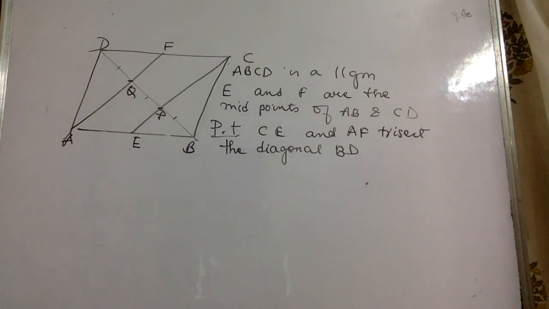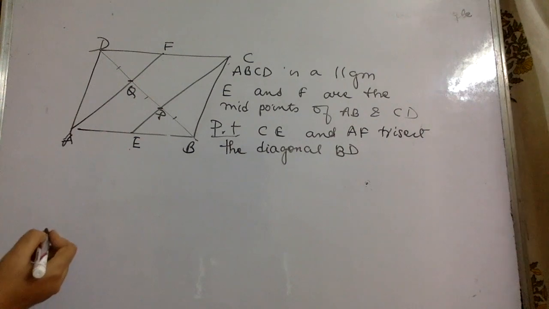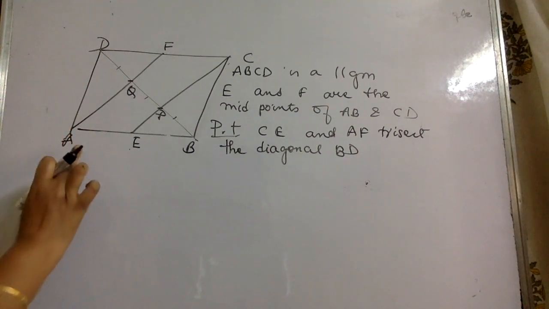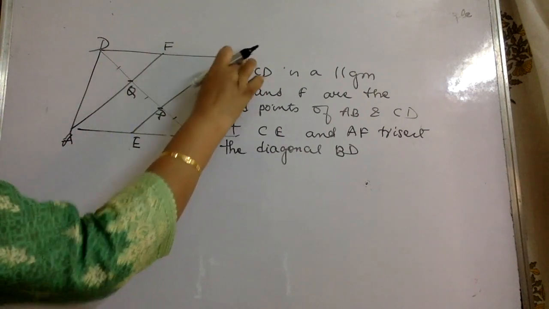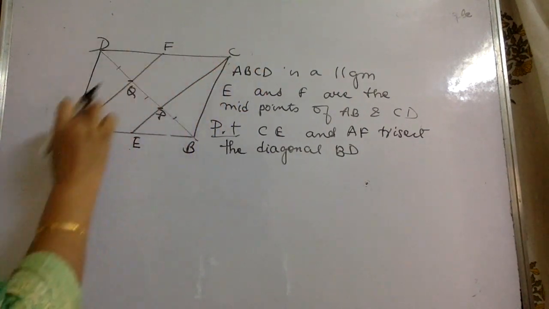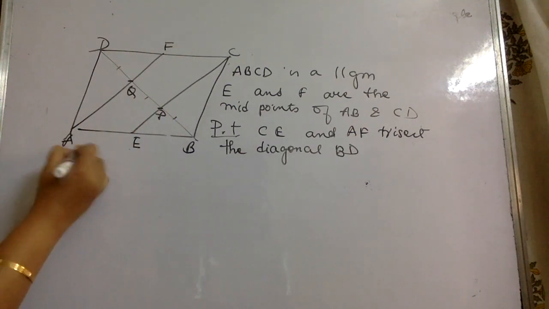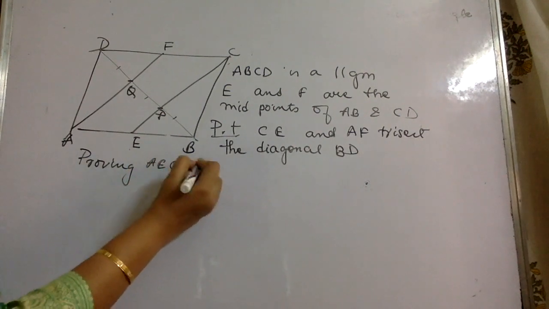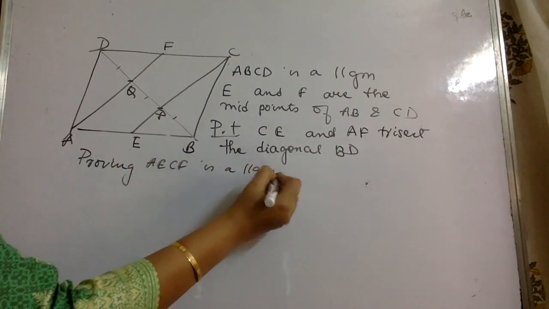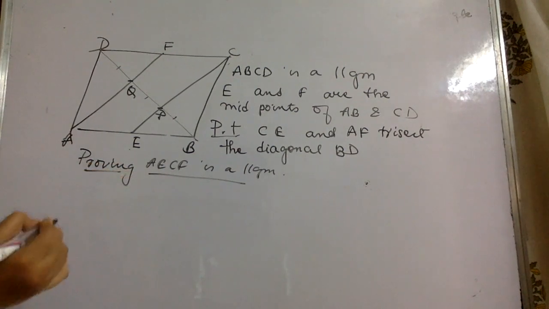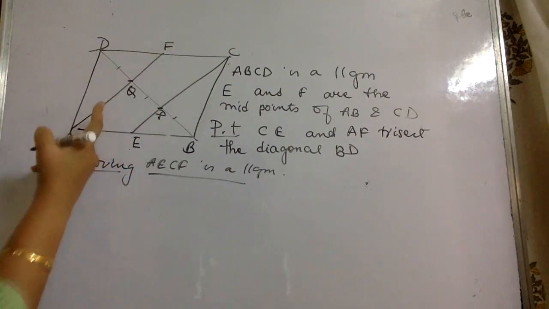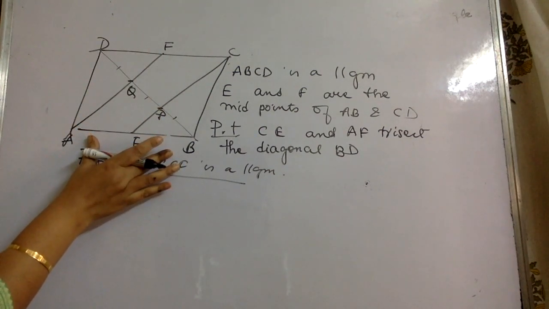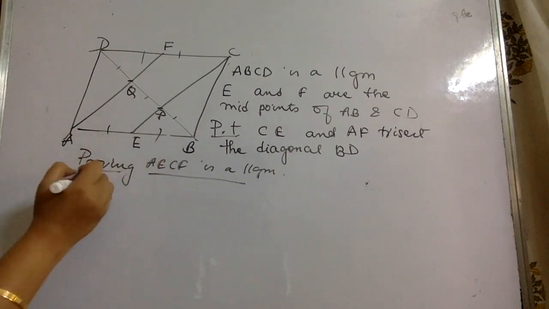So how do we prove it? First thing we will prove is that AECF is a parallelogram. Now you'll see why we need to prove it. Okay. Now how can we prove this is a parallelogram? Remember, this part is equal to this part because it is already a parallelogram. Now this is the midpoint, means they are equal parts.